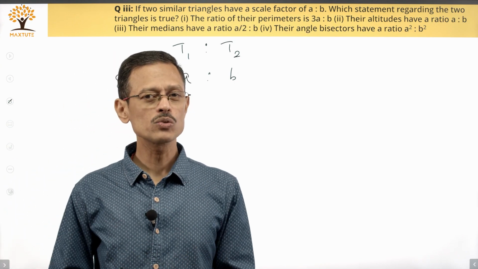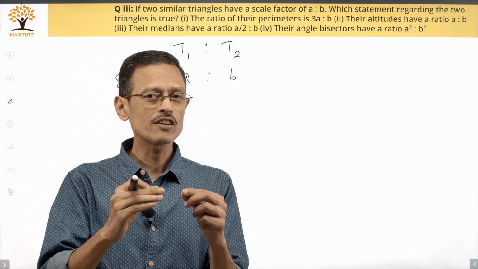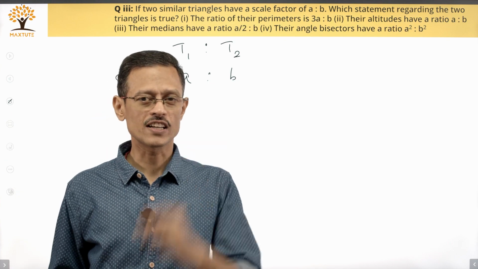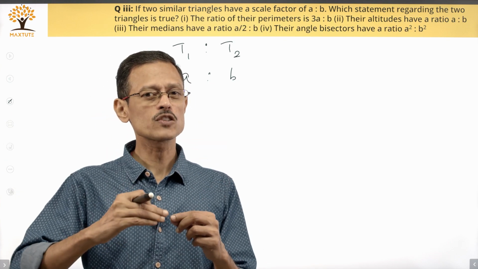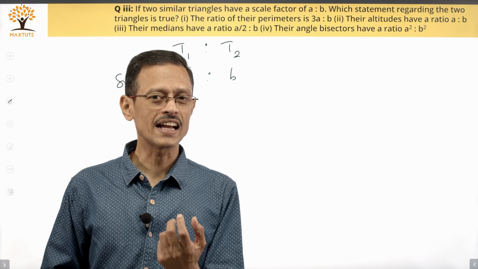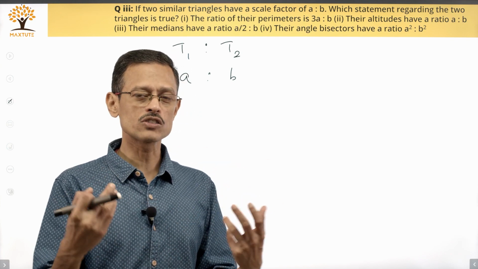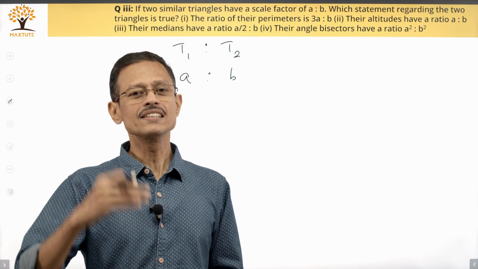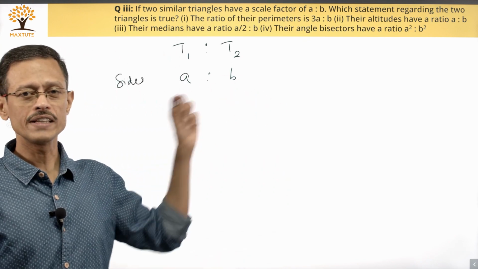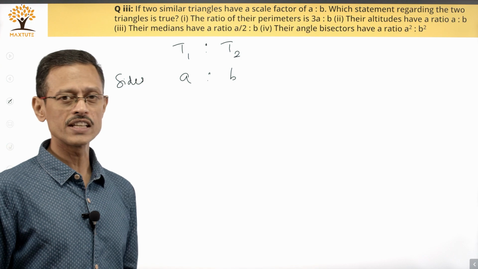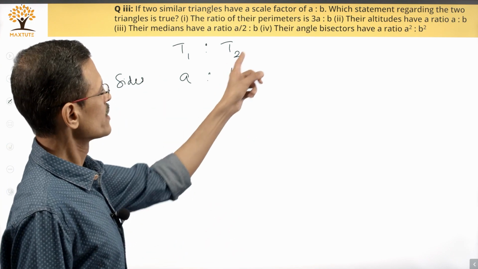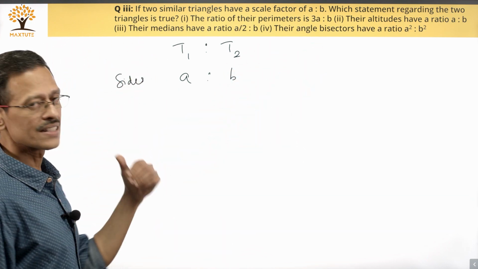I'll expand it to similar triangles. Any measure of corresponding length, not just corresponding sides, because there are other lengths in a triangle. It could be an altitude, it could be a median, it could be an angle bisector, right? All of these are also corresponding lengths in a triangle. They will all be in the same ratio of A is to B, if this is the scale factor for these two triangles. If that is the case, which statement regarding the two triangles is true?